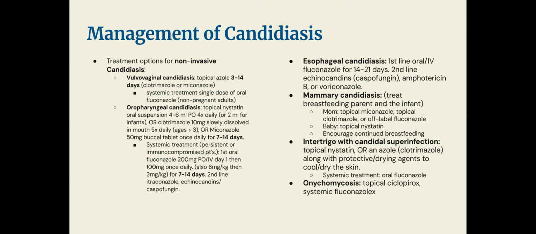And if it becomes systemic, then you're going to be wanting to go to fluconazole. You could do oral or IV based on the severity of the patient, and oftentimes is for 1 to 2 weeks, especially if it becomes within the bloodstream itself. And then for esophageal candidiasis, first line is going to be the fluconazole for 2 to 3 weeks, and then you could use the second line if it's not responsive, such as the echinocandins or amphotericin B.